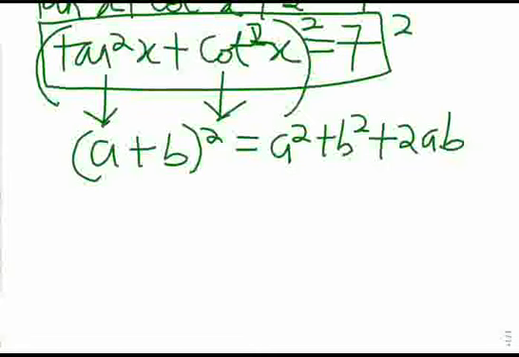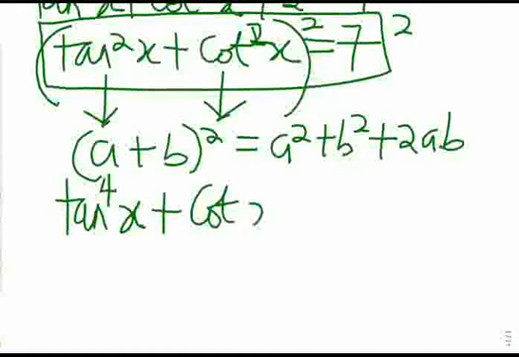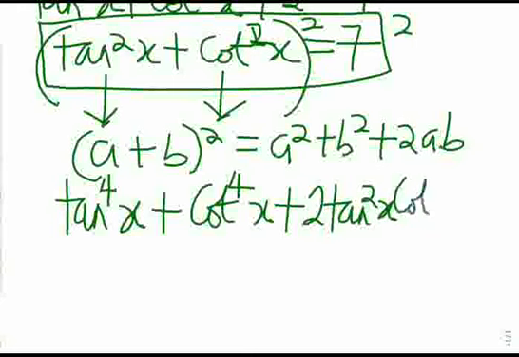My a is tan square x. If you square tan square x, you will now get tan x to the 4th power, plus if you square cot square x, you will now get cot x to the 4th power, plus 2ab, that is 2 multiplied by tan square x cot square x. This equals, when you square the 7 over there, you would have 49.